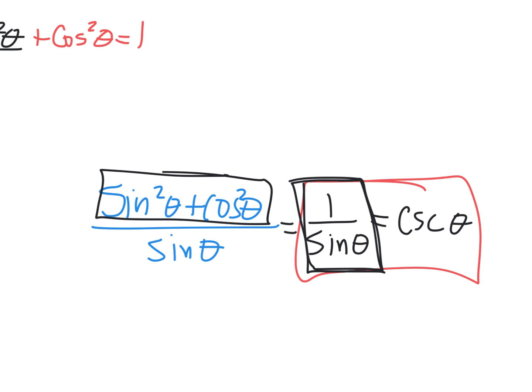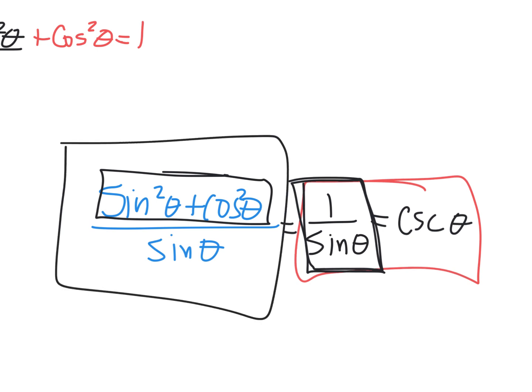So look at this crazy looking thing we started with. And look at how it just comes out to cosecant at the end. Because of substitutions. In the end, that's what it is.